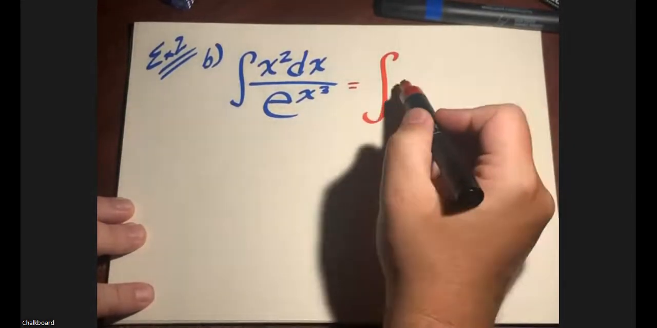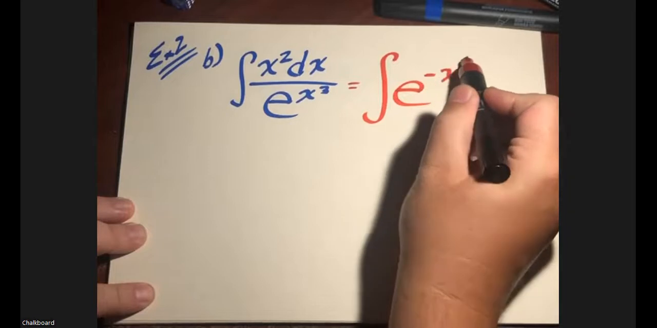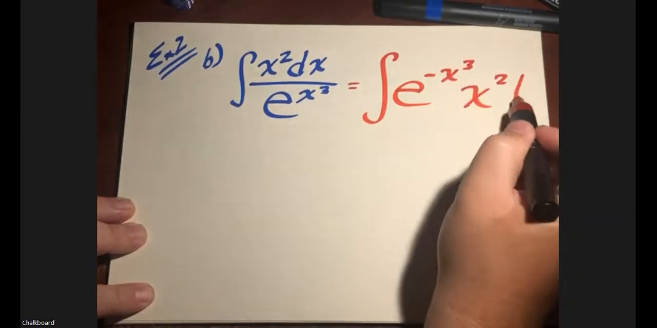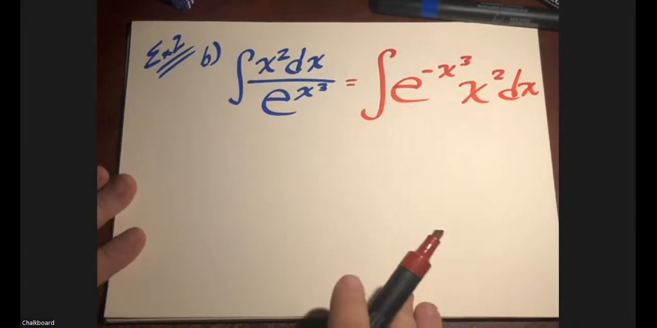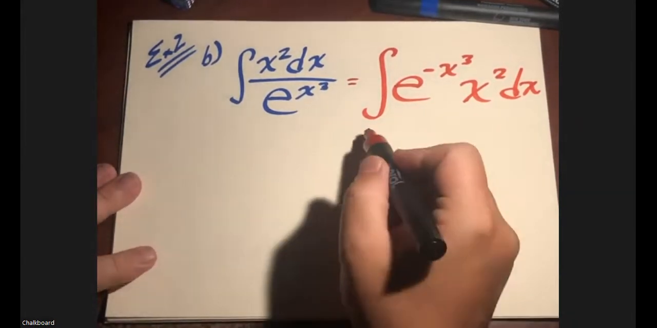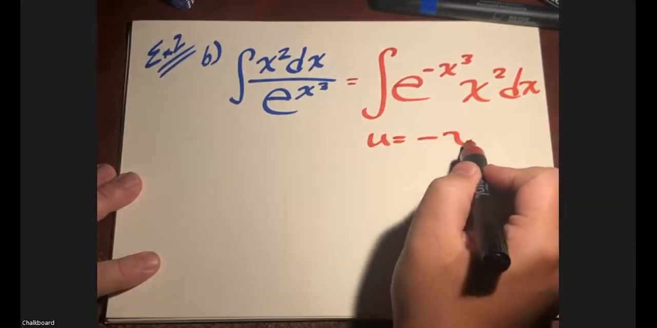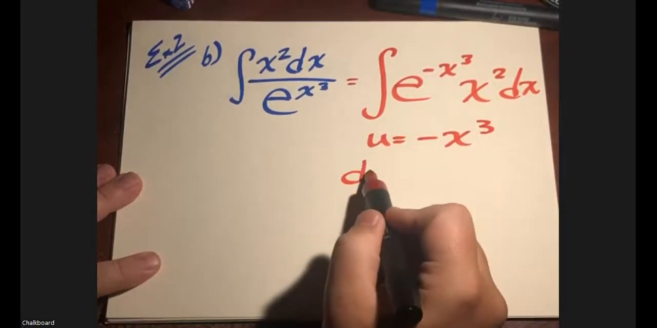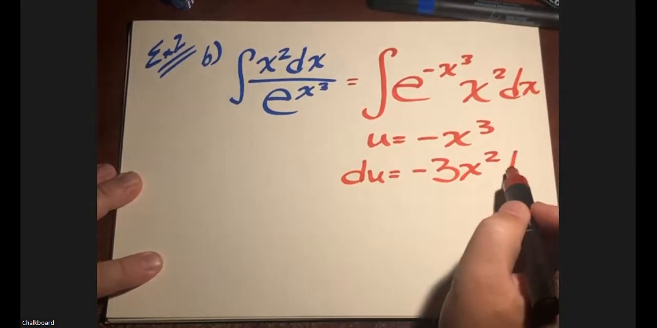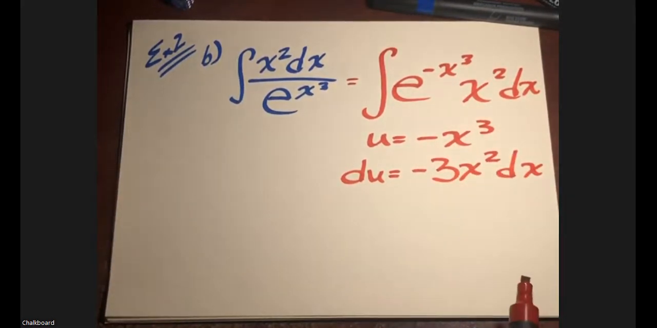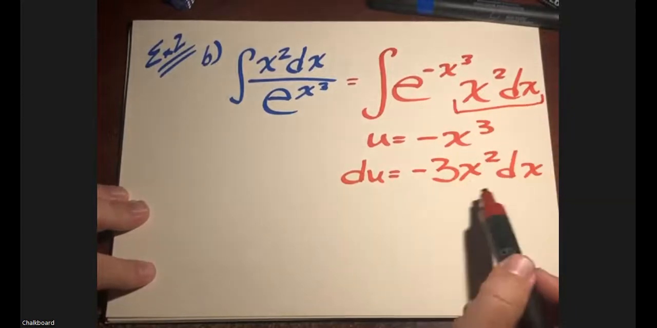Now the integral of e to the negative x cubed x squared dx. Okay, and then the next thing I do to get us straightened out here is I'd say u equals that exponent. So if u equals that exponent, then it follows that du equals negative 3x squared dx.